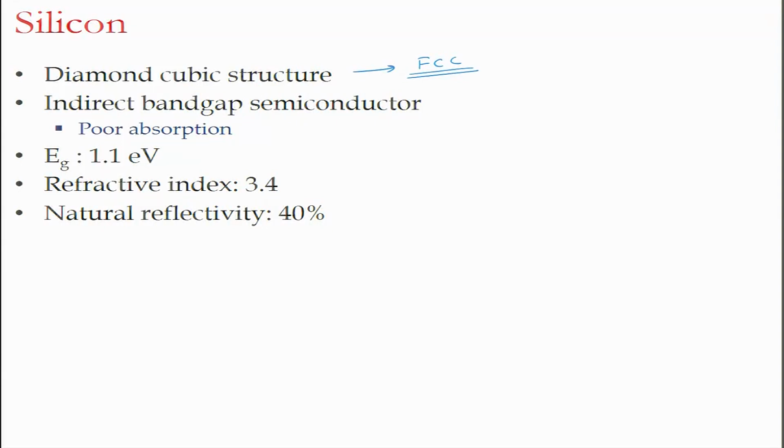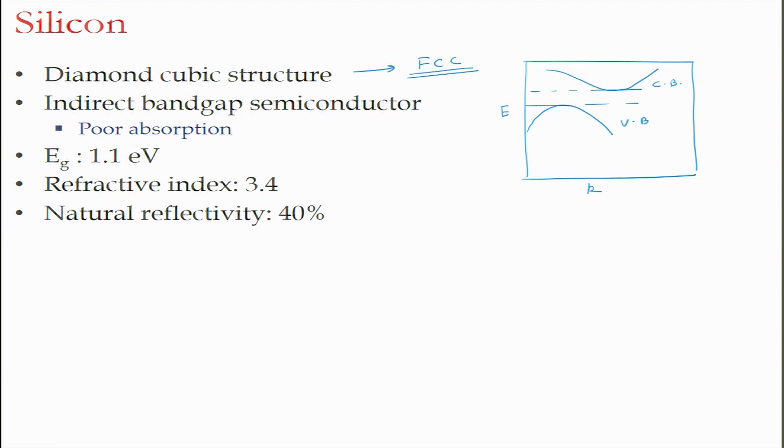It is an indirect band gap semiconductor. As a result, it has poor absorption coefficient, and so essentially what it means is that if you draw the E-K diagram, this is K, this is E. These two do not align, so this is conduction band minima, this is valence band maxima, and the transition is like this. So, there is a transition in the energy space as well as in the K space. So, hence it has poor optical absorption, as we saw earlier.